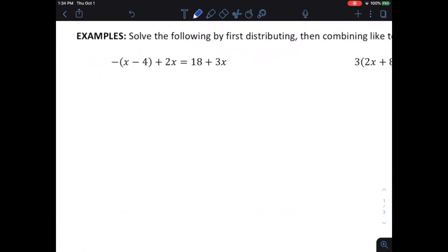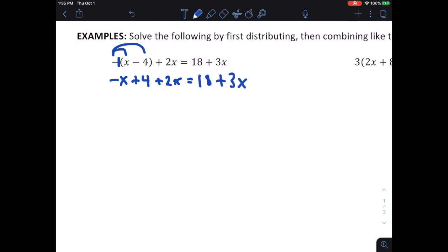All right, so the next example, the first one, we have some simplifying to do because we have parentheses and we want to get rid of those parentheses. So the first thing we need to remember is that anytime we have a negative sign outside of the parentheses, there's a negative 1 there, and we're going to distribute that negative 1 to the things that are inside the parentheses only. And anytime there's a negative 1, it just changes the sign on the two things that are on the inside. So the x becomes negative x, and the minus 4 becomes plus 4. And then I just rewrite everything else. So I have plus 2x equals 18 plus 3x.